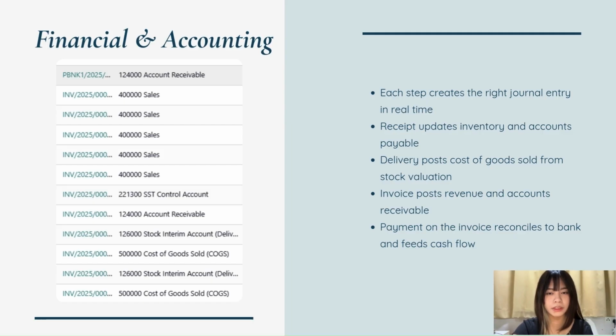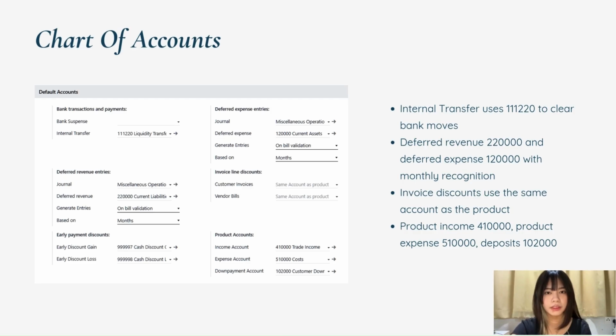Because all entries are created automatically in real time, the profit and loss, balance sheet and cash flow stay consistent. This shared flow also helps sales, warehouse, production, finance and HR work off the same record and hand over smoothly. Next, the chart of accounts.